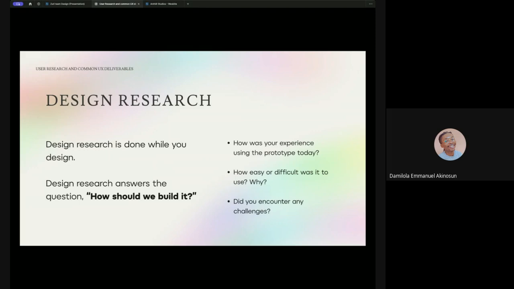It's very easy for you to get carried away with your design. It's very easy for you to just start designing and then you go with the flow. But what design research does is that it calls you back to order. It calls you back to order. It reminds you of why you're designing, and helps you keep the needs of your users in mind, right?